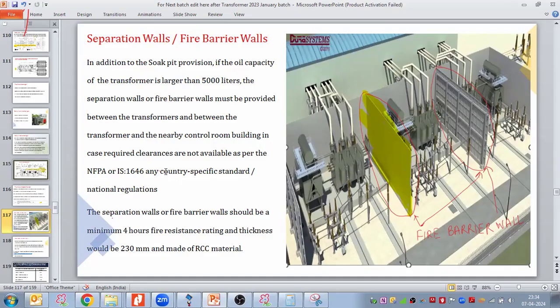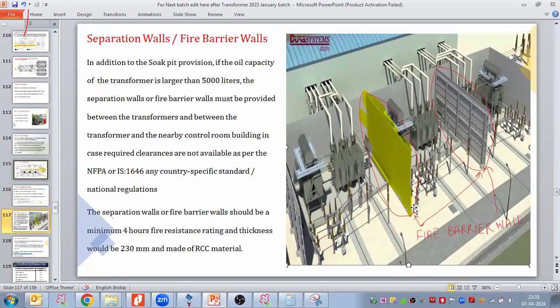In case required clearances are not available as per the NFPA or as per the S1646 or any country specific standard, or any national regulations, generally we follow the NFPA. The suppression walls or fire barrier walls should be minimum 4R fire resistance rating.